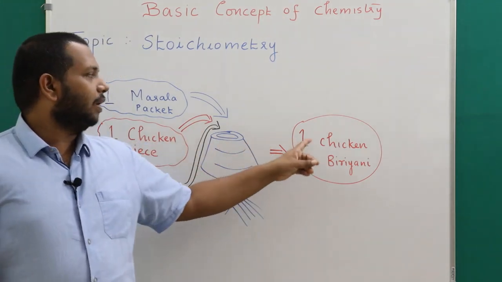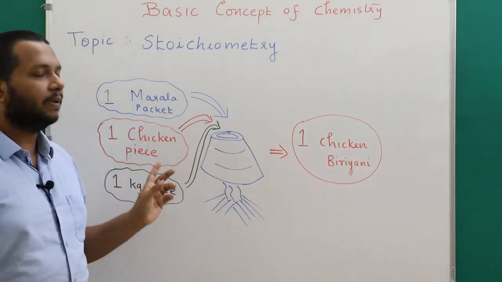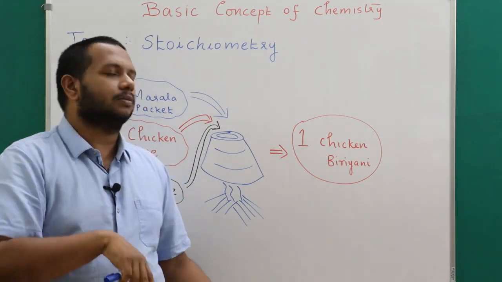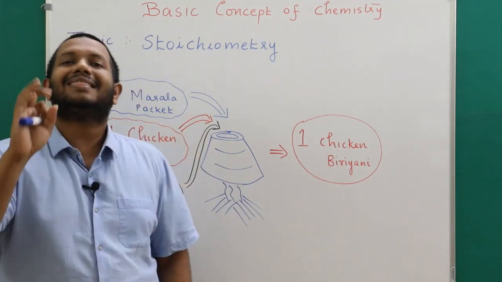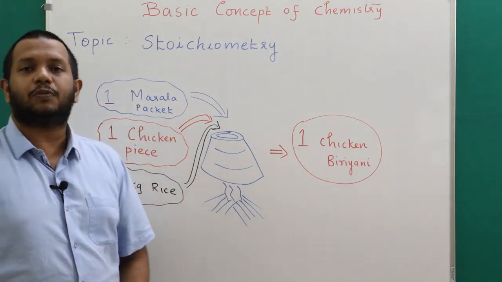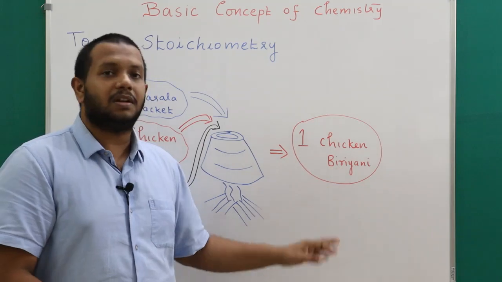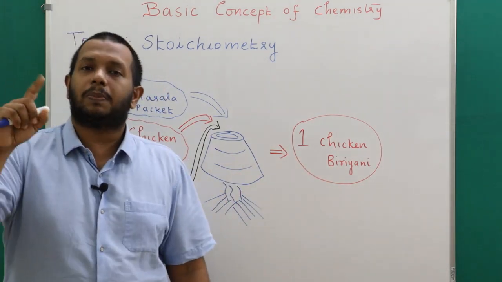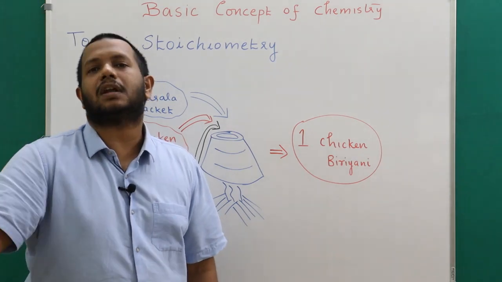Similarly, to prepare 1 chicken biryani, how many chicken pieces are required? 1 chicken piece. So you are going to prepare 3 chicken biryani. So how many chicken pieces are required? 3 chicken pieces required. Correct. And similarly, how many kg of rice is required? For preparing 1 chicken biryani, 1 kg rice is required. So to prepare 3 chicken biryani, 3 kg rice is required.